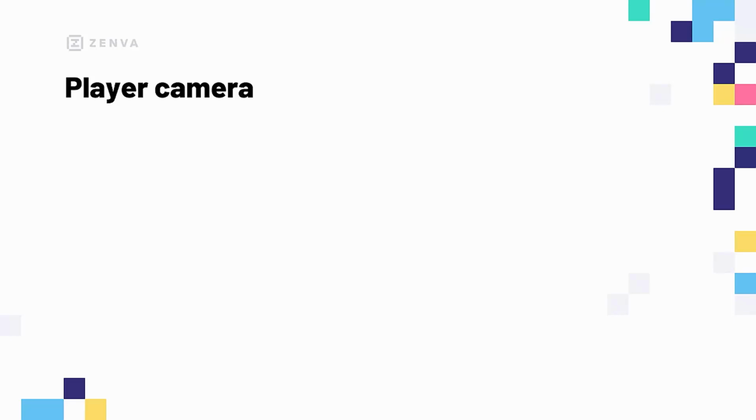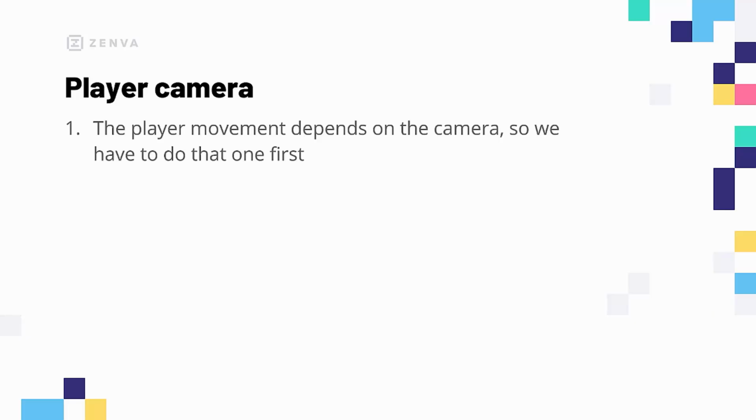In this part, we are going to work on the player camera. That way, we can look around. You might be wondering, why do we start with the player camera? And the answer is, well, for the player movement, we need the camera. So we have to start with that.